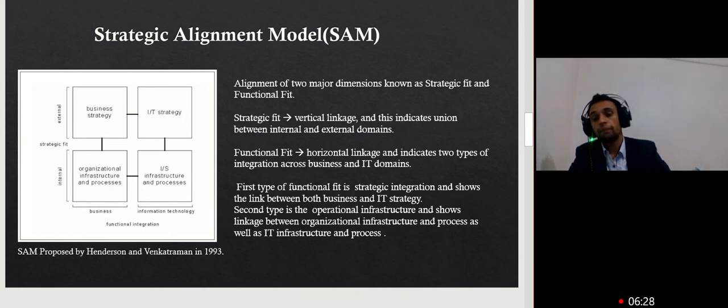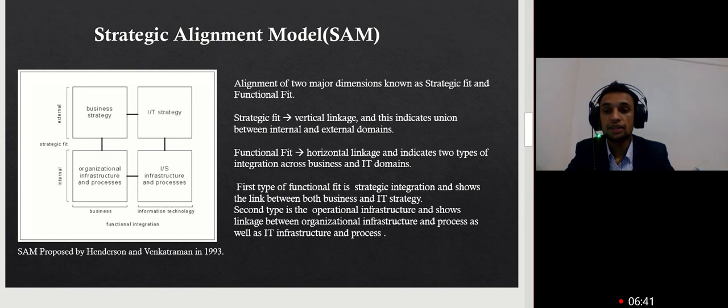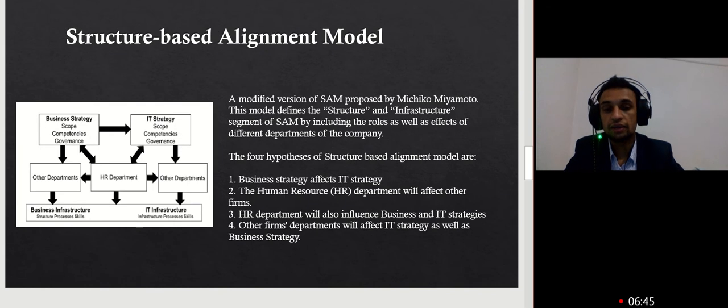So it is the popular model proposed by Henderson and Venkatraman in 1993. It is one of the popular models that was proposed at that time. So it still has a very great significance in the IT industry.